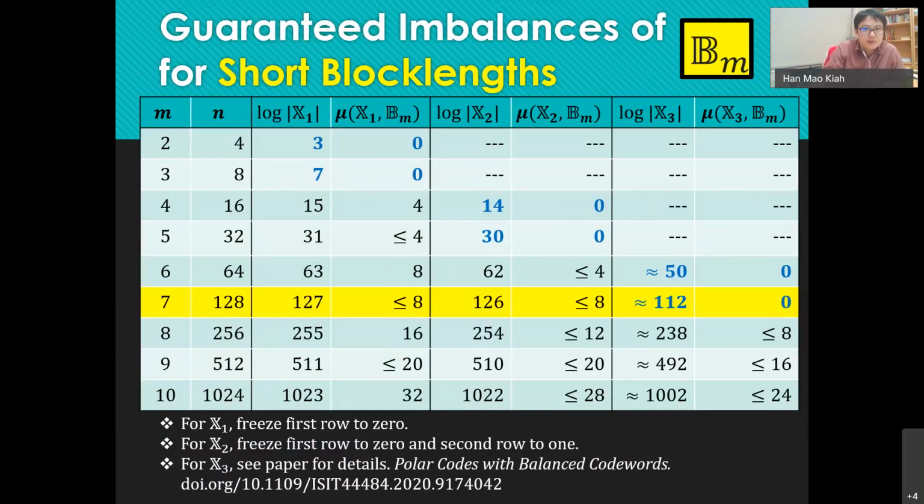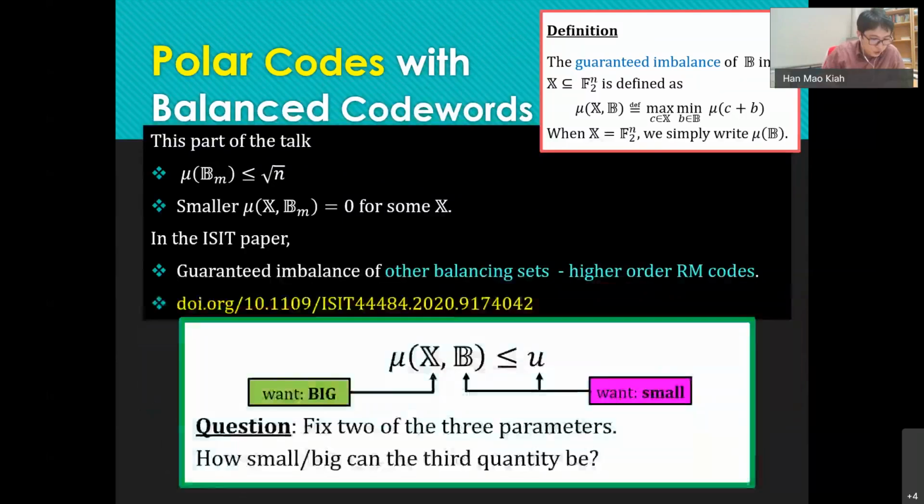In our conference paper, we also look at using other balancing sets, which are essentially higher order Reed-Muller codes, and we try to give an upper bound on the guaranteed imbalance. This work is really at a very rudimentary stage, and we find that there are still many things to explore. But essentially, the fundamental problem is this.